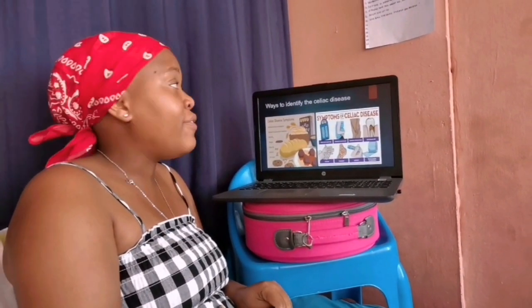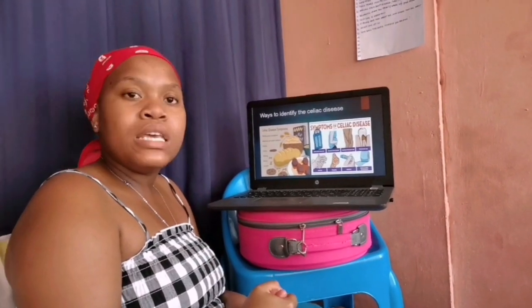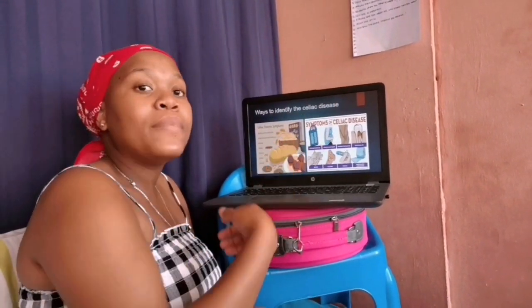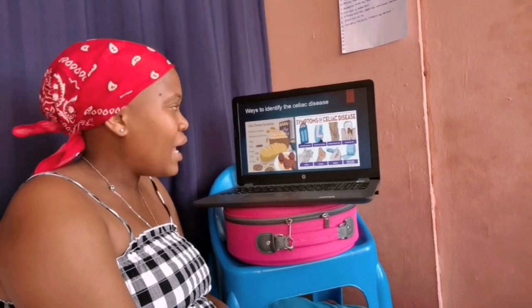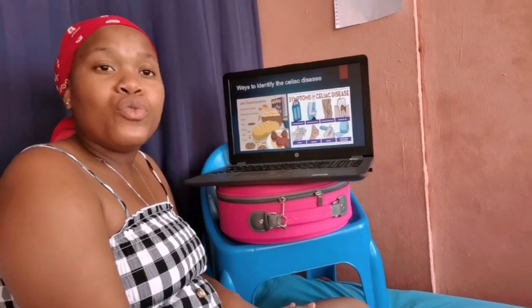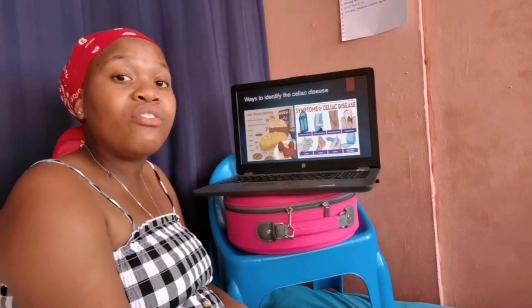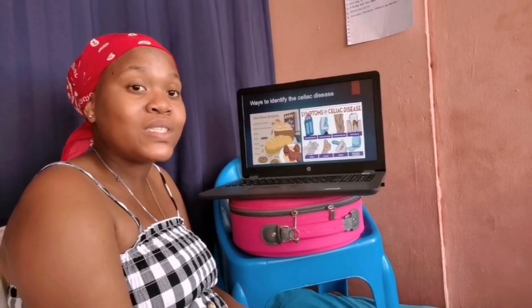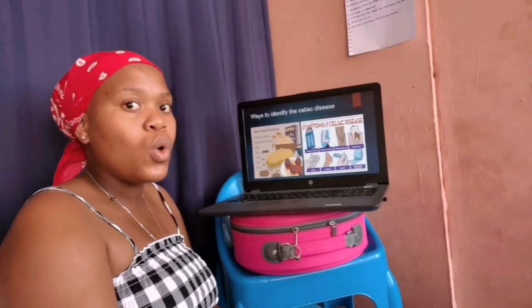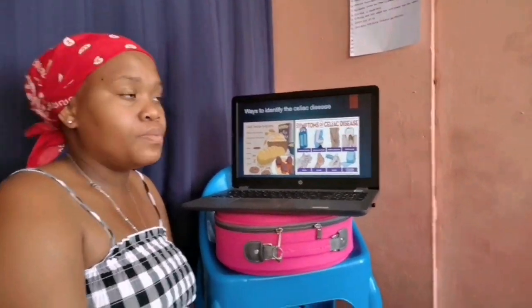These are ways to identify celiac disease, the signs and symptoms. We have diarrhea and constipation, abdominal pain and heartburn. We have bloating, fatigue, brain fog, anemia, joint pain, tooth enamel damage, and muscle pain. We also have numbness and tingling in the legs, weak bones, and infertility, which affects both male and female reproductive systems. Unexplainable weight loss is also a common sign and symptom.